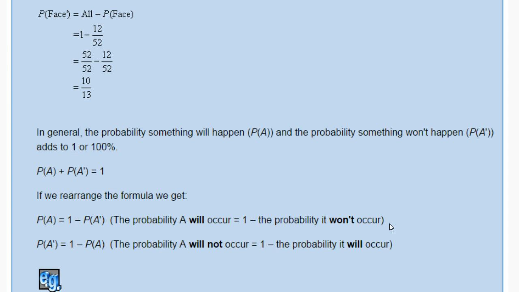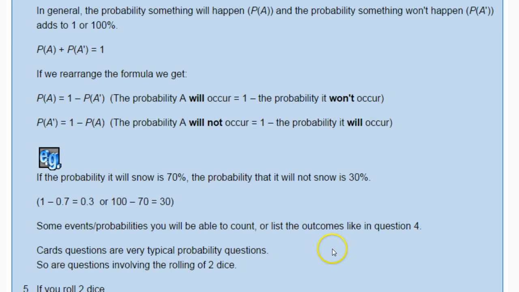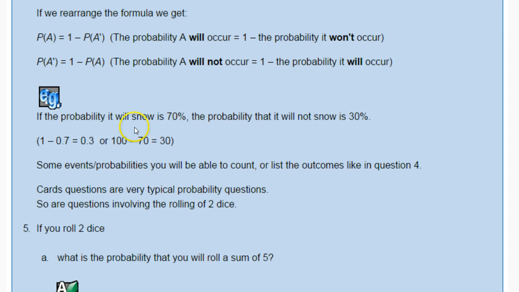By the way, this is in mutually exclusive events. So the probability that it's going to snow tomorrow is 70%. The probability that it won't snow is 30%. So in this case, you'll notice that 1 subtract 0.7 equals 0.3. And the other way of looking at it is as a percent. 100 subtract 70 is 30.